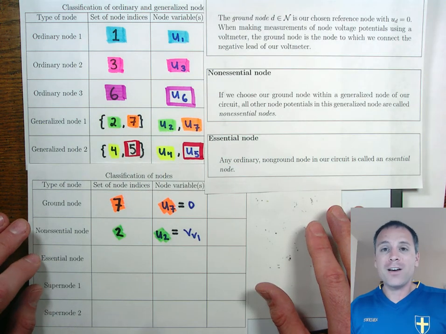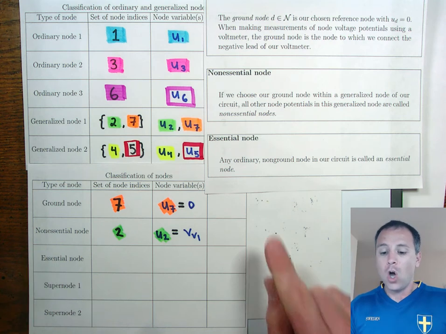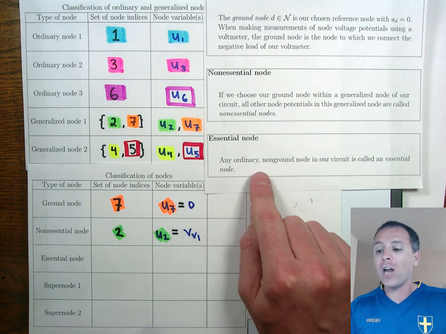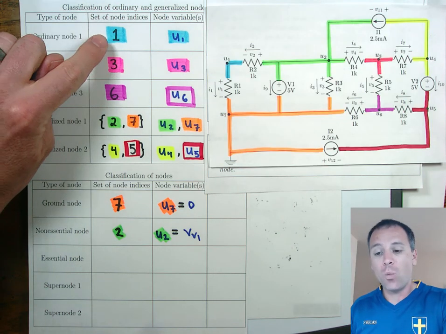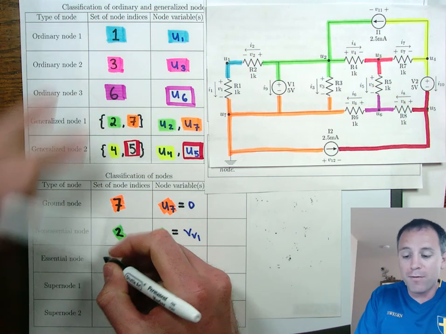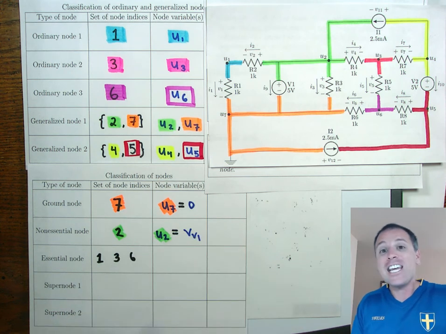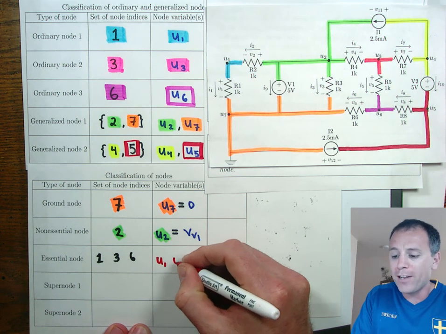Next, we define the sister concept of non-essential nodes to be essential nodes. We say that an essential node is any ordinary non-ground node in our circuit. Remember that in step 6, we had ordinary nodes 1, 3, and 6. In this case, our essential nodes, none of those are grounded, are going to be 1, 3, and 6, and each of those are going to be independent, necessary node potentials that we need to calculate. Let's go ahead and write those in red.